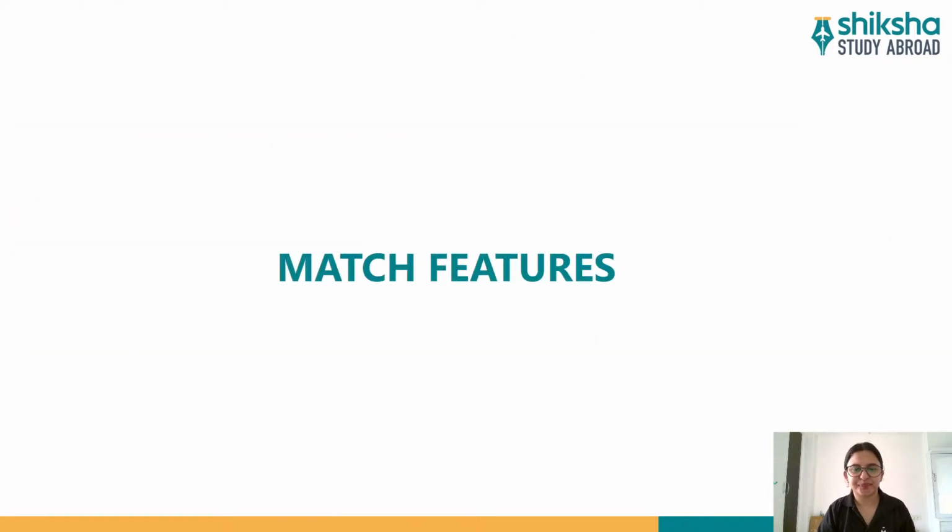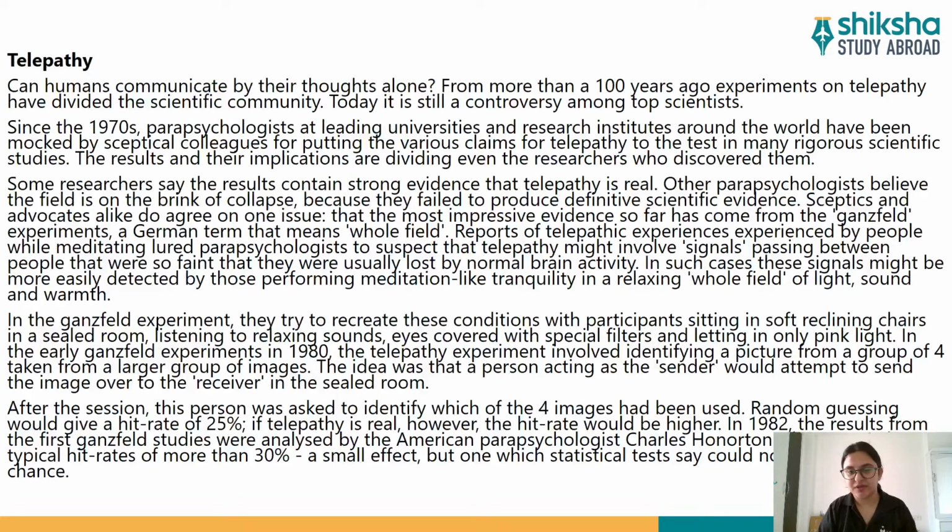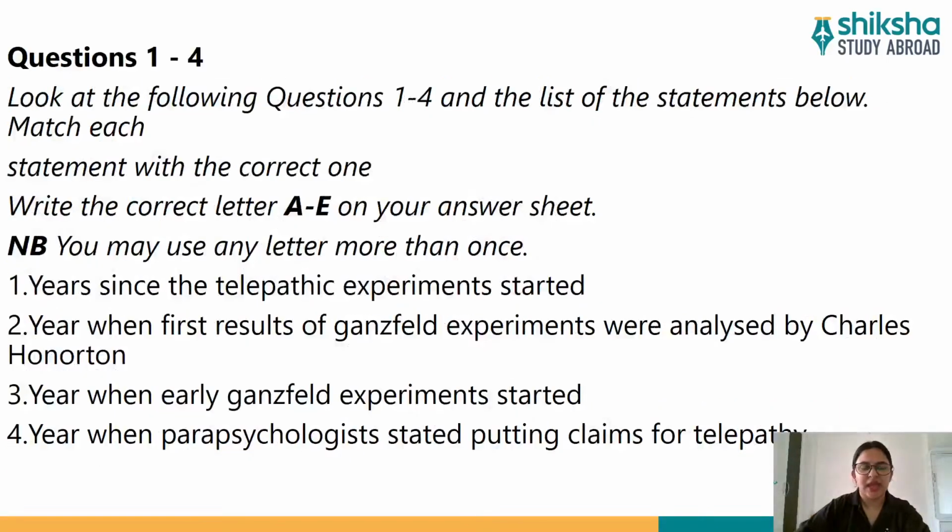Okay. All right. Coming to the next kind of question, which is matching features. For matching features, again, I have given a sample passage here known as telepathy. And the questions might look like this. Write the correct letter A to E on your answer sheet. Note, this is a very important note. So this will be given to you. You may use any letter more than once.